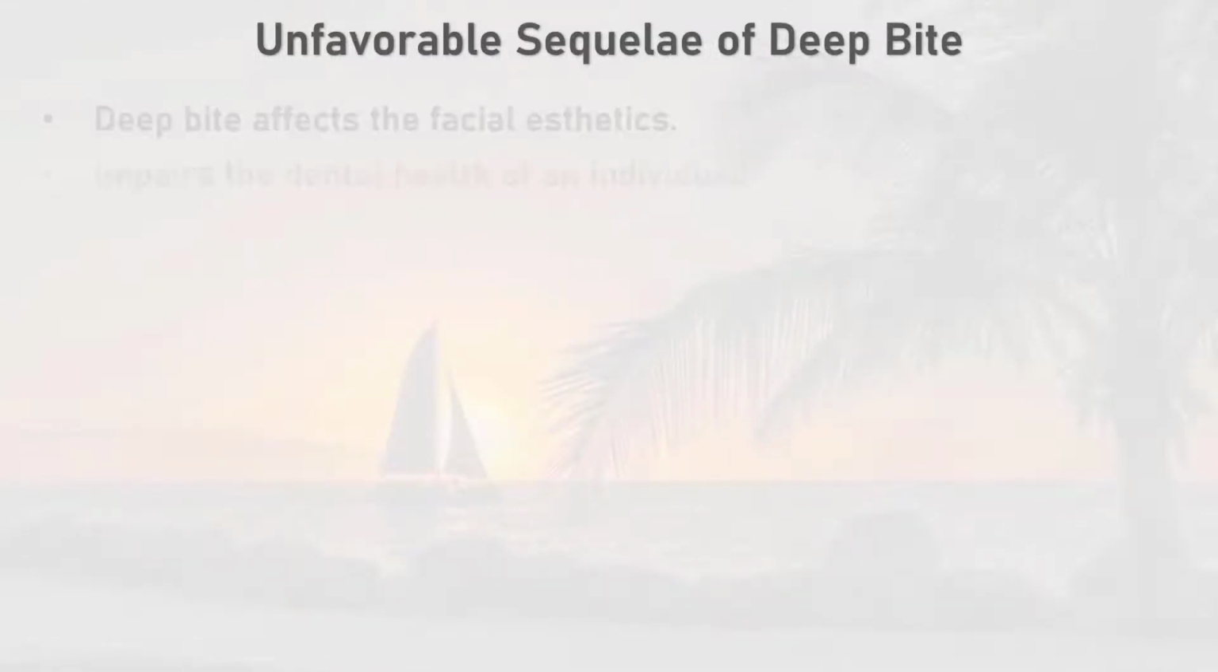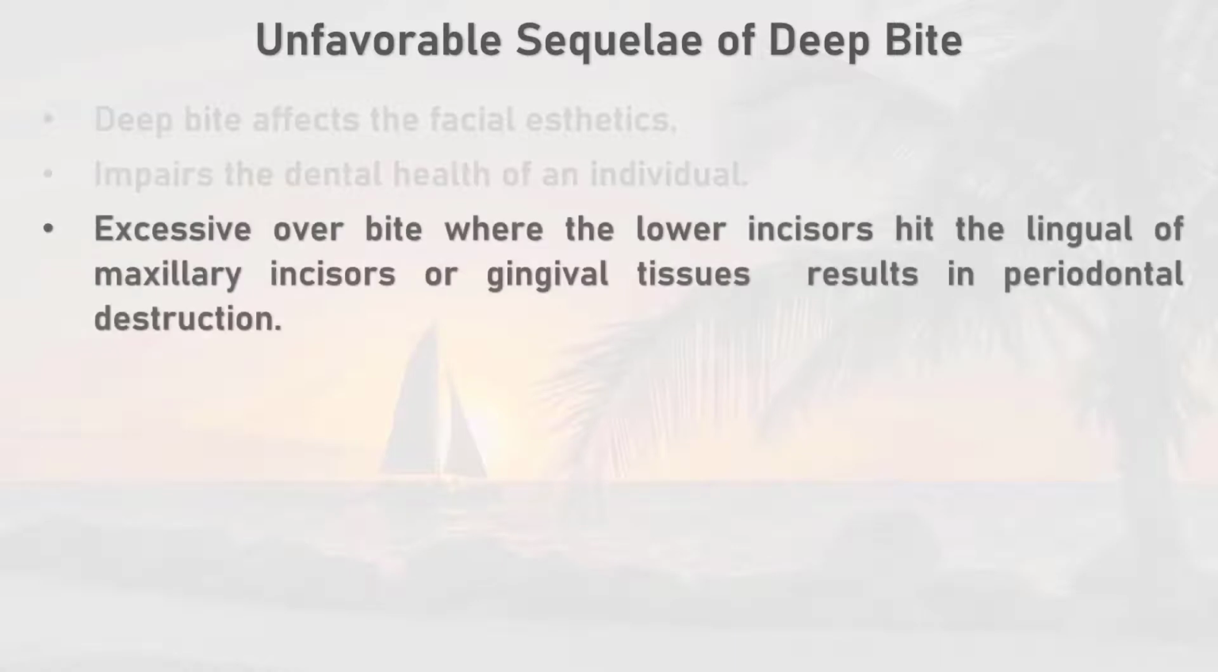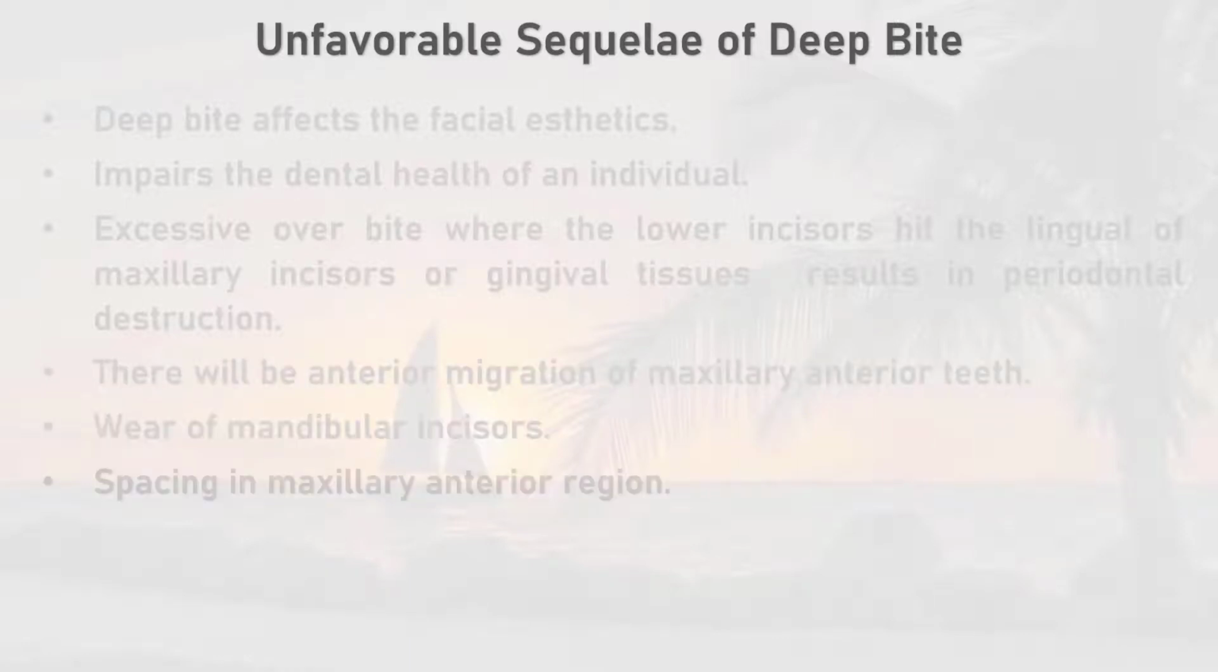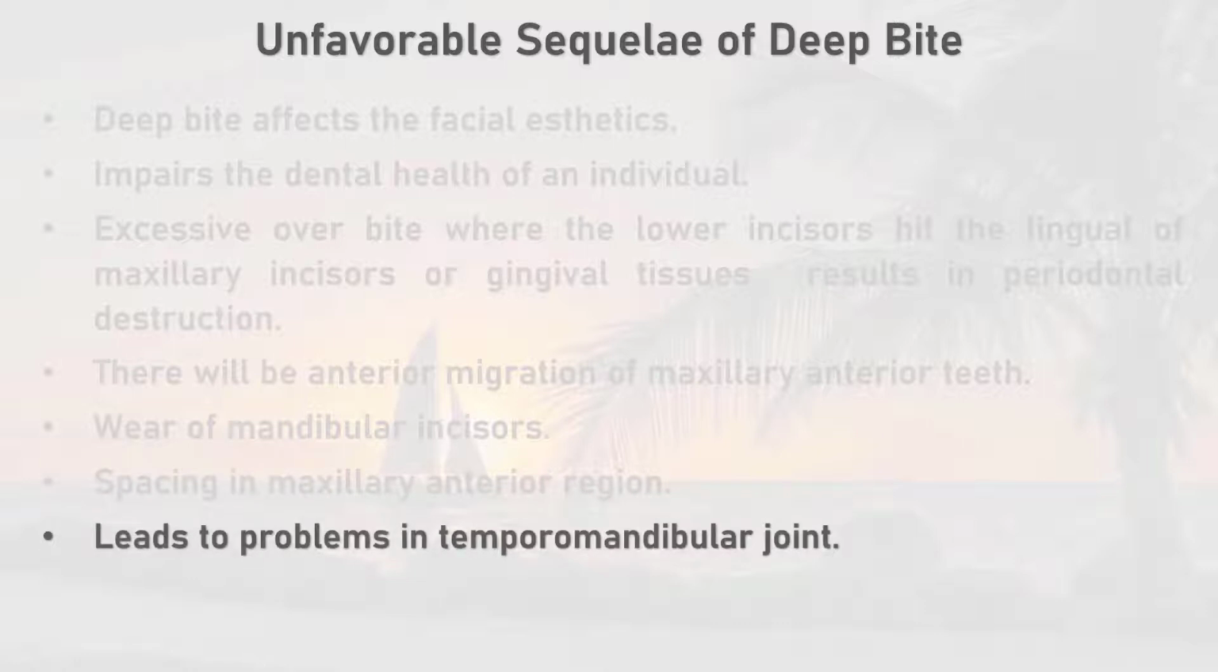Deep bite affects the facial aesthetics and impairs the dental health of the individual. Excessive overbite where the lower incisors hit the lingual of maxillary incisors or gingival tissues results in periodontal destruction. There will be anterior migration of maxillary anterior teeth, wear of mandibular incisors, and spacing in the maxillary anterior region. It can lead to problems in the temporomandibular joints.